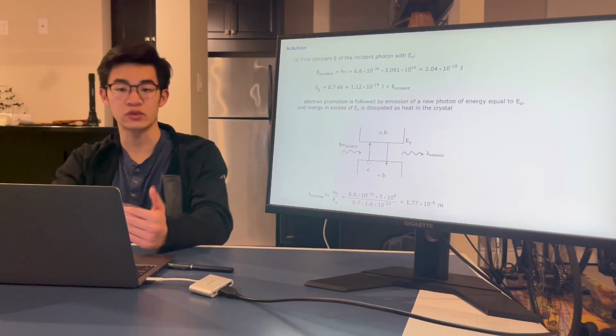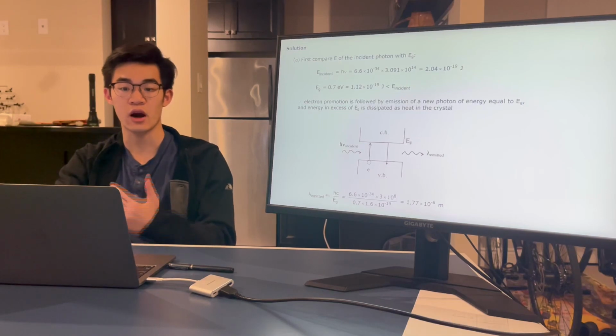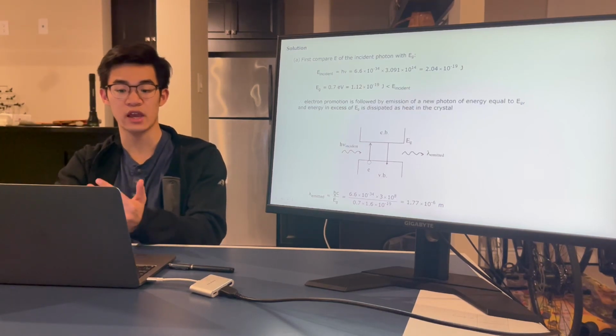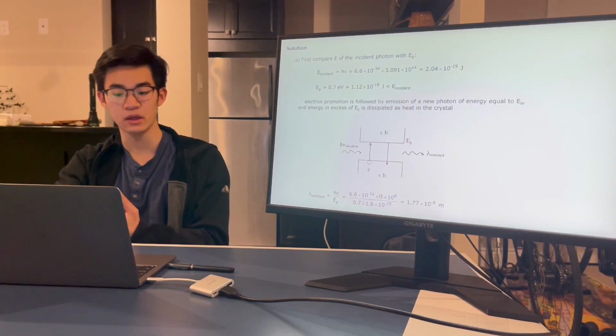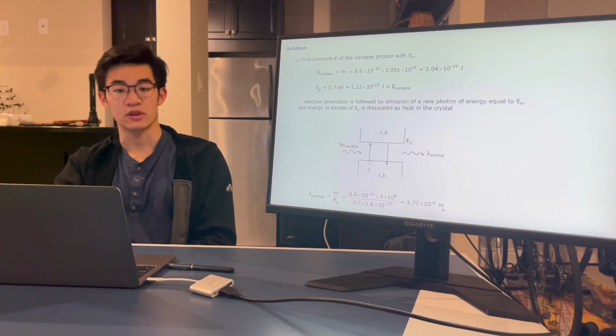So again, we use the equation E equals hc over lambda. We isolate for lambda, and that equals hc over the band gap. We substitute the numbers, and we calculate the wavelength to be 1.77 times 10 to the negative 6 meters.